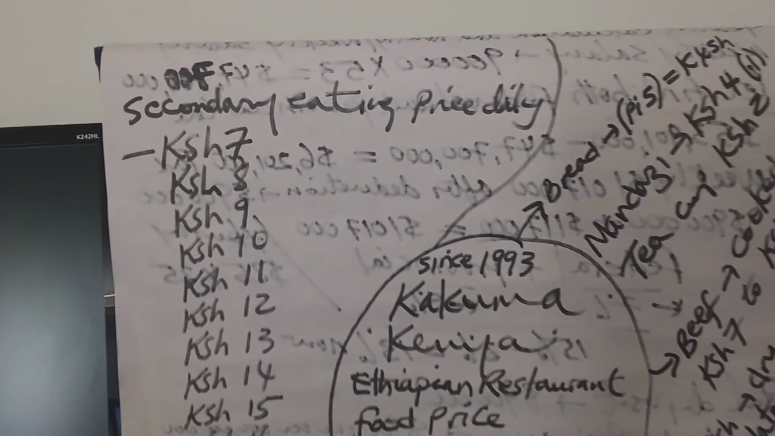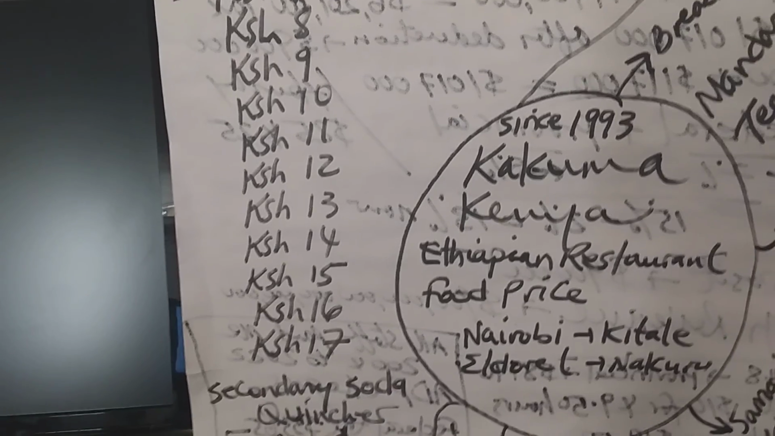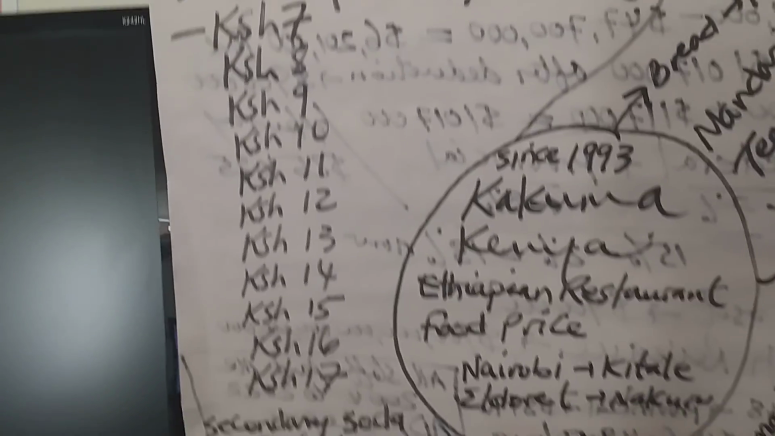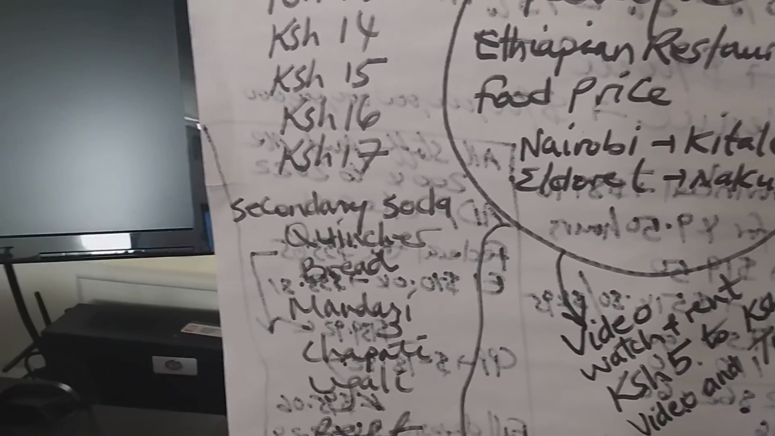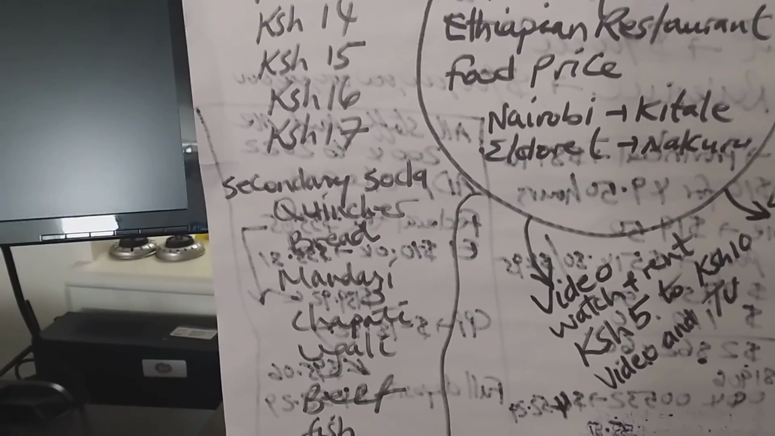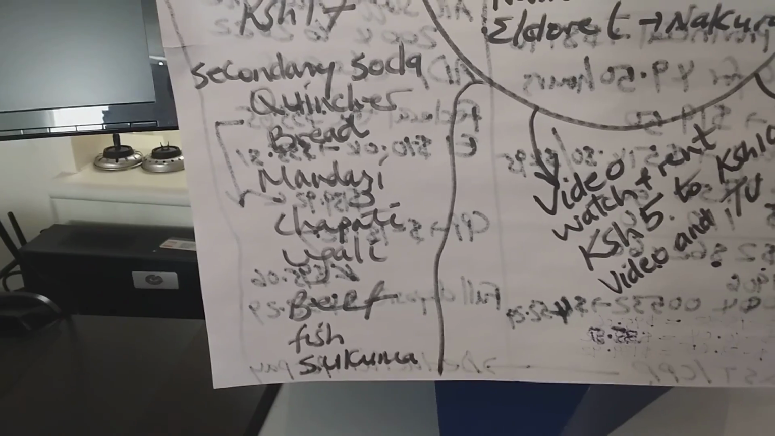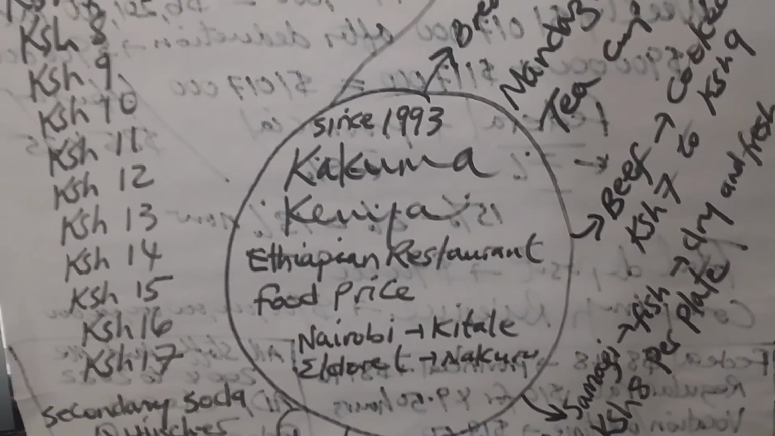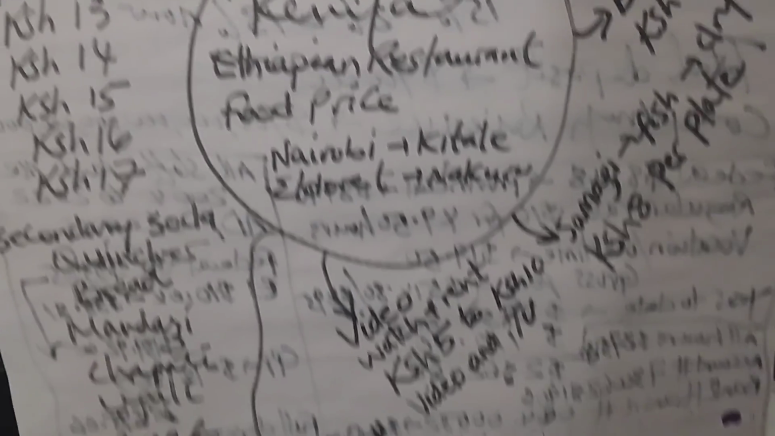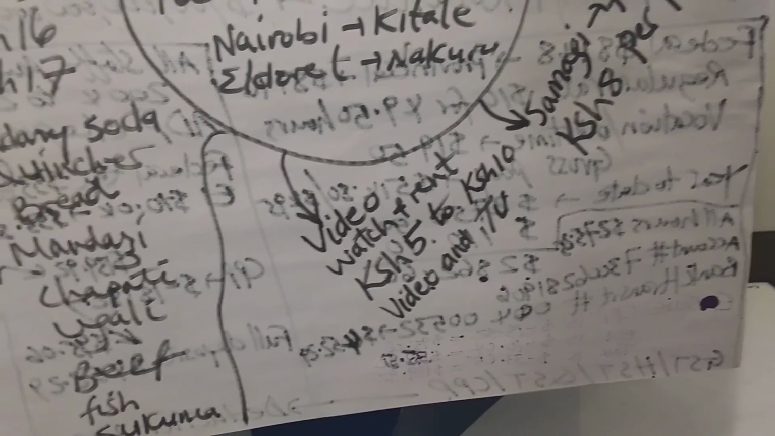we see here on the back, of course, that is the secondary eating price daily. Kenyan selling 7, 8, 9, 10, up to 17 Kenyan shillings, which they may spend in the market or in the restaurants to eat. If in the market, that is a different thing. But this is restaurants: secondary sodas, chapati, ugali, beef, fish, sukuma. That is since 1993, in Kakuma, Kenya, Ethiopian restaurants, food prices, and Nairobi, Kitale, Eldoret, Nakuru. You can rent a video for 5 Kenyan shillings. Live TV is actually 10 Kenyan shillings in Kakuma.